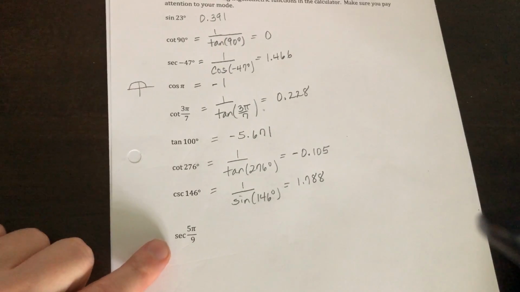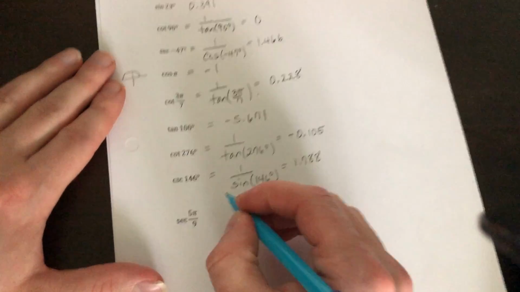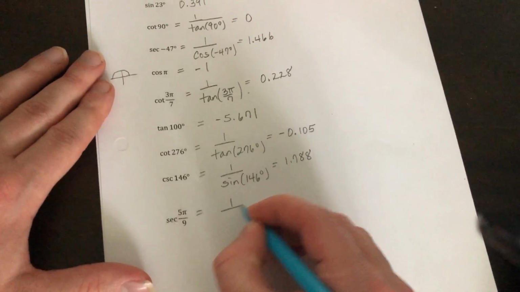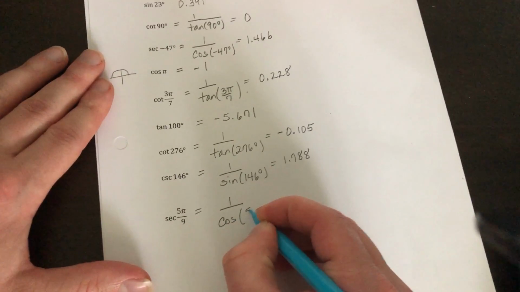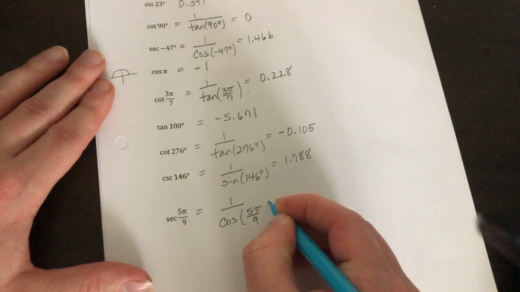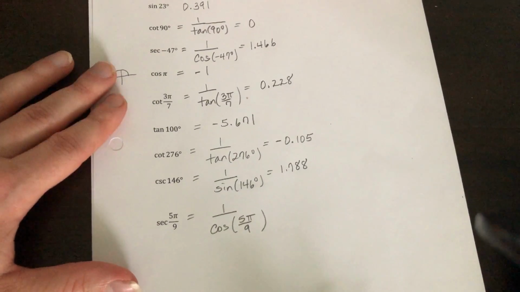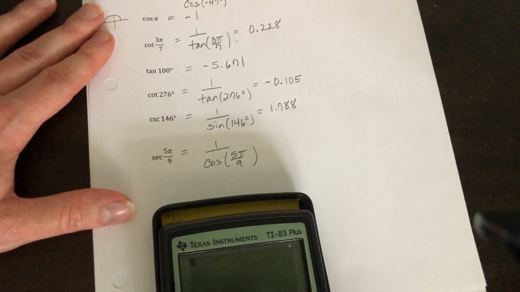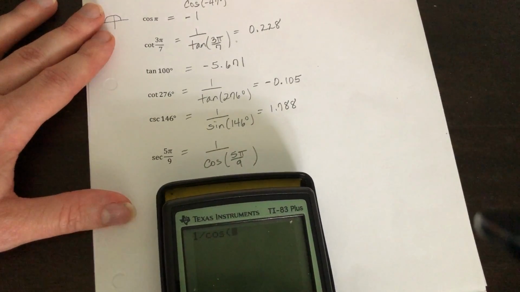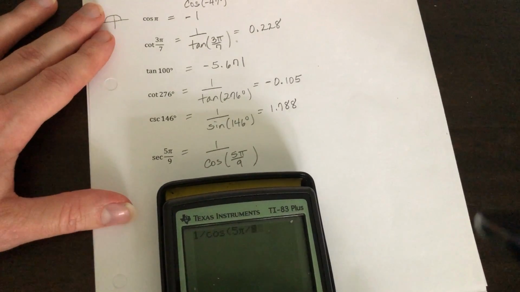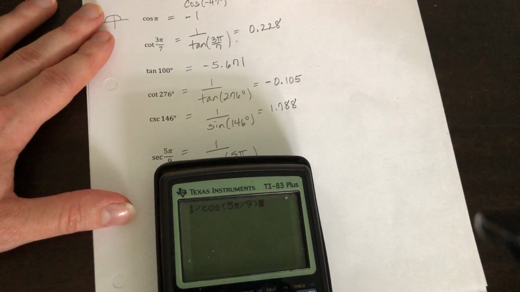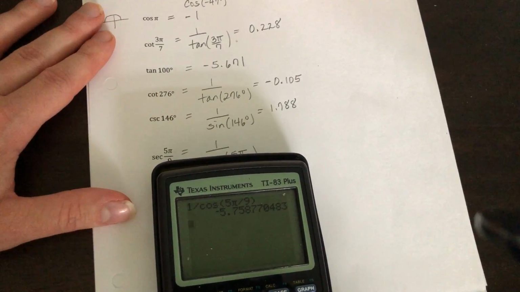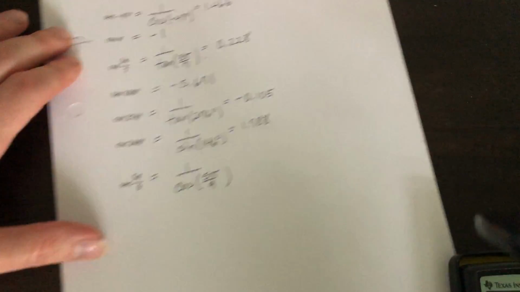And the last one, secant of 5 pi over 9. Secant goes with cosine, so it's going to be 1 over cosine of 5 pi over 9. Okay, so 1 over cosine of 5 pi over 9. Like that. And we should get negative 5.759.